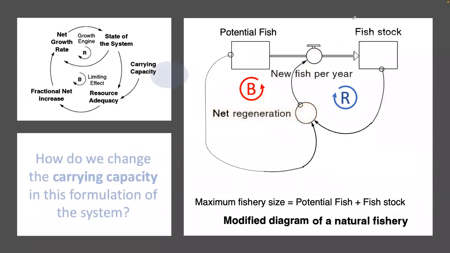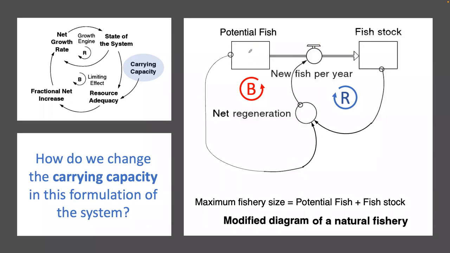Okay, so let's see how that connects to the chapter. As I was mentioning, the carrying capacity of this fishery is now the initial condition of the potential fish plus the initial condition of the fish stock. If you wanted to build this in Vensim or Insight Maker, and I told you to simulate it with a carrying capacity of 1,000 fish, and initially you have two fish in the system, you would set this to 2, and this to whatever the carrying capacity is minus two.